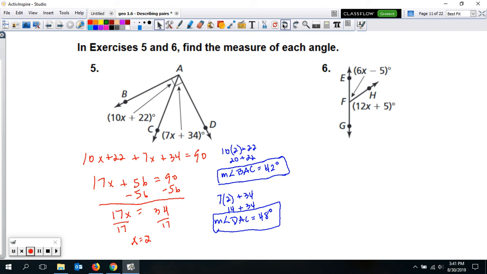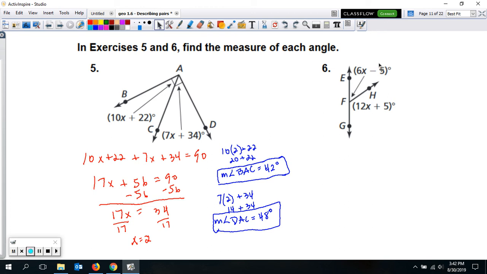All right, so I want you to try number 6. Number 6 is the same thing, except in this case, instead of 90 degrees, like here, it's a straight angle, which is 180. These are supplementary. So you're just going to set your equation up where this top one is going to add to this one, and it's going to equal 180. Go ahead and solve for x and then find each one. So pause the video and complete number 6, and then check it once you're finished.